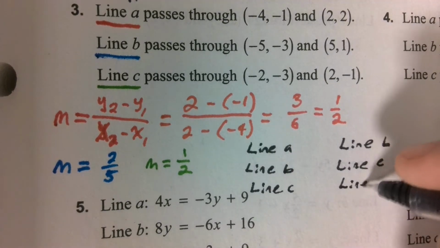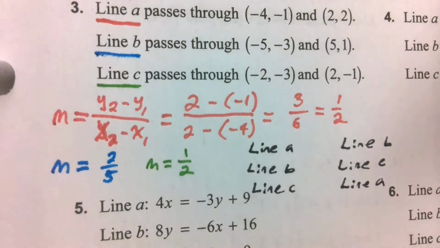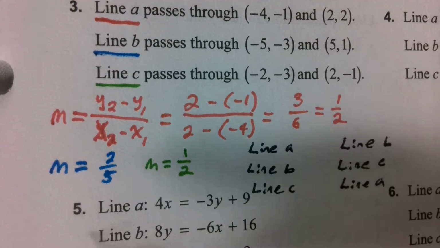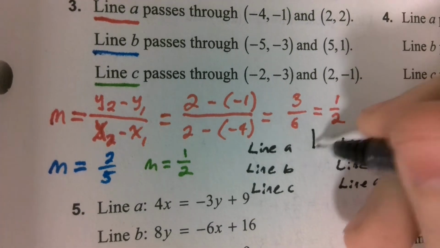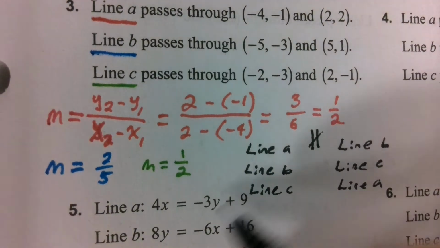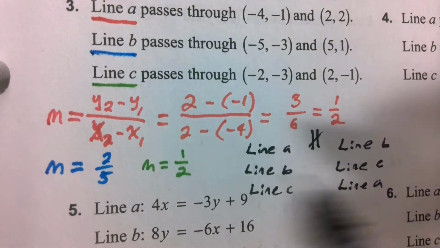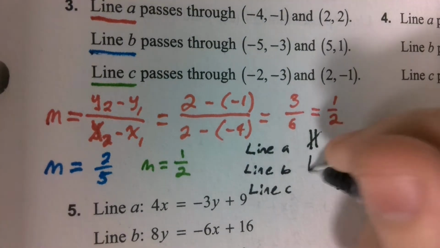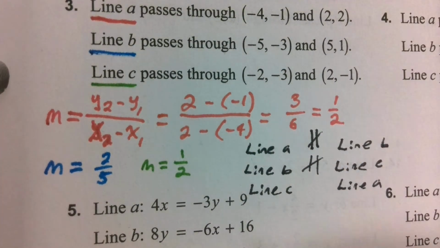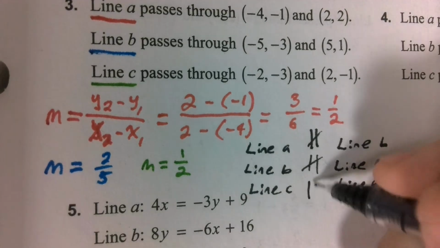So, as we take a look at line A to B, A's slope was 1/2, B's slope was 2/5. Since they're different, they're not parallel. B and C have different slopes as well, so those aren't parallel. But C and A both have a slope of 1/2, so those are parallel.